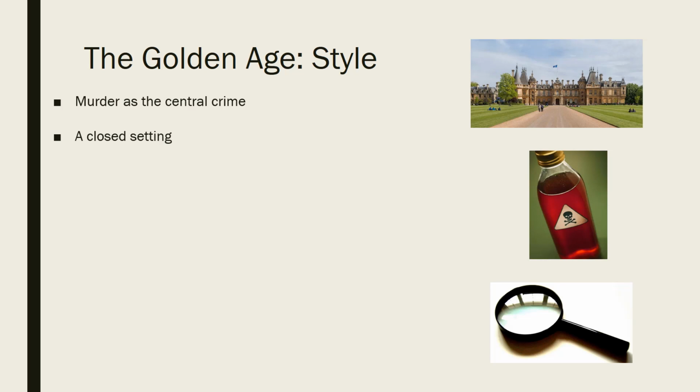The settings for these stories were typically enclosed in some way. That could mean a small village, maybe a single house. In Agatha Christie's Murder on the Orient Express, it was a couple train cars. Everything happened within this train car, a couple train cars right next to each other. The stereotype is the English manor house that you see in that photo. But in any case, it's a closed setting.